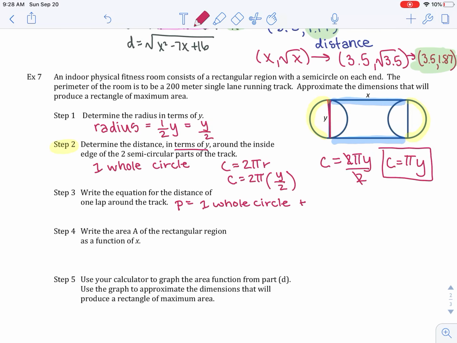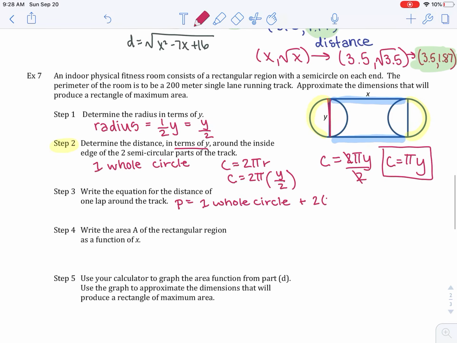plus 2 of the x's, right? The straight paths. So now I'm just going to plug in from step 2, 1 whole circle is equivalent to pi y plus 2 x's. And that's it. It didn't say specifically in terms of anything, right? So I just wanted to know the distance around 1 full lap.